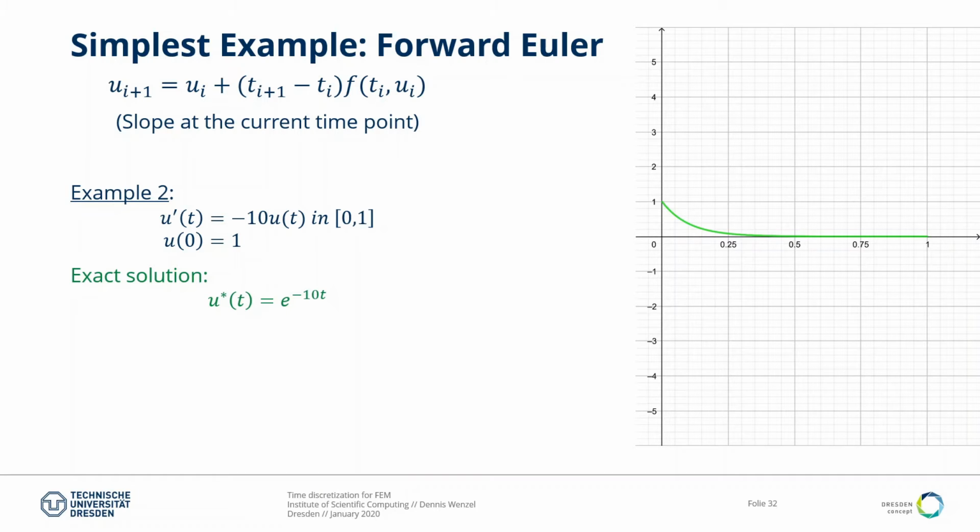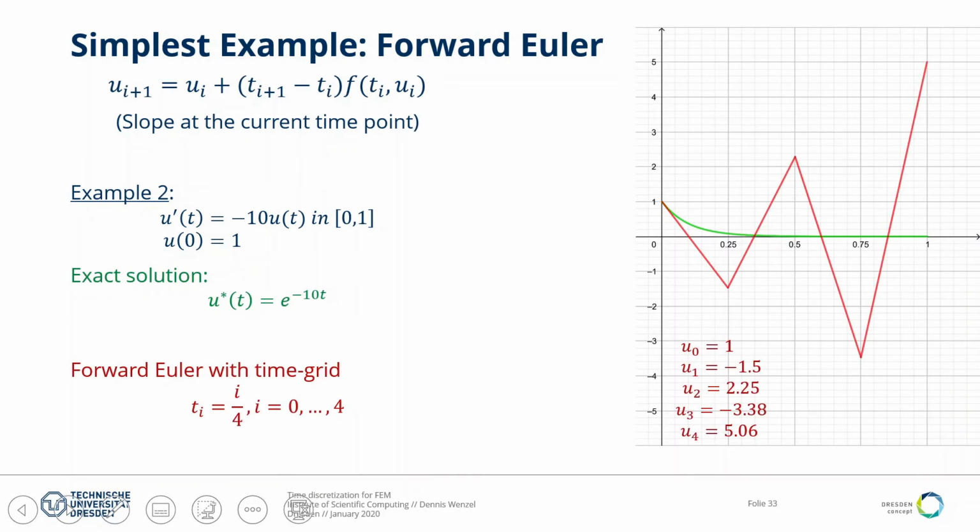So you just have the exact solution. U star is e to the power of -10 times t. And here on the right hand side, you see that solution printed. You may be wondering why I've chosen such a huge amount of white space around it. Well, the reason for this is if I apply my forward Euler method to this problem, I'm getting this.